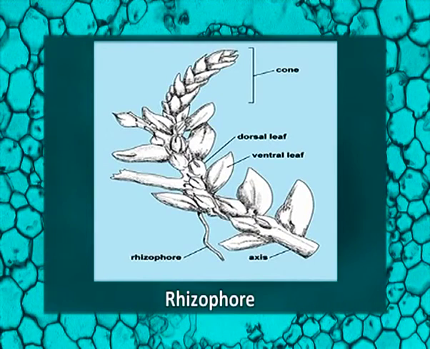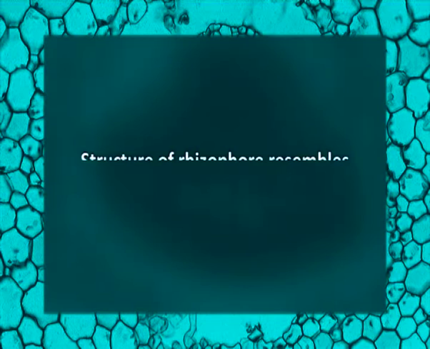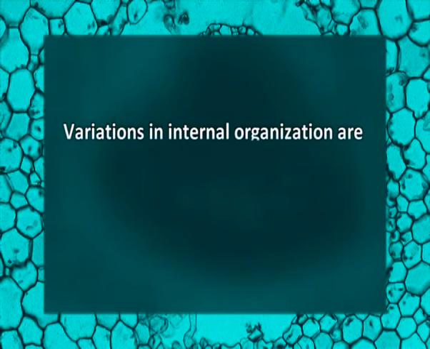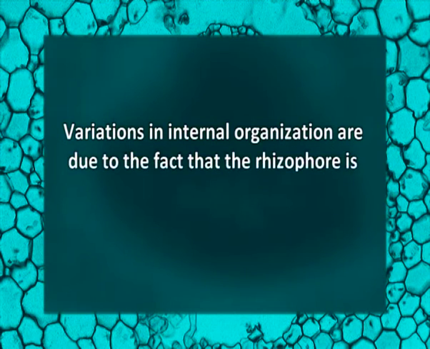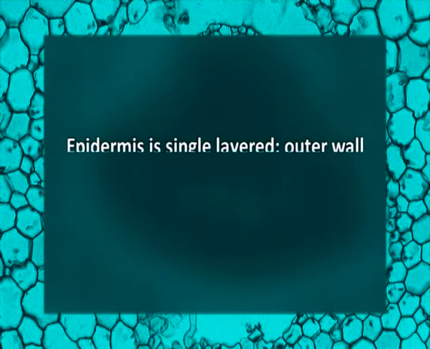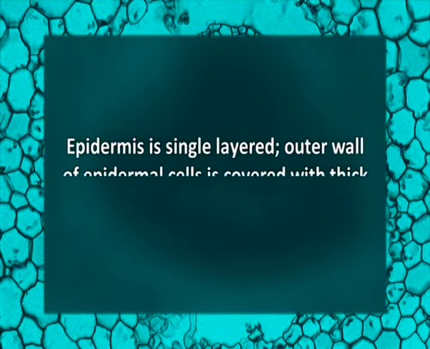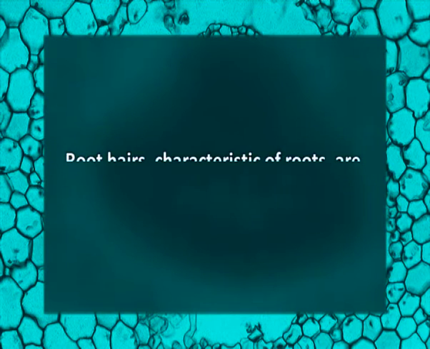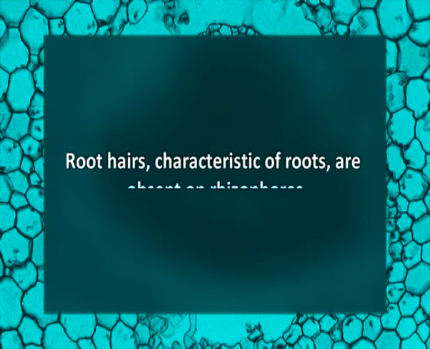Rhizophore. The structure of the rhizophore resembles the root. Some variations in the internal organization are due to the fact that the rhizophore is an aerial structure, whereas the root is a subterranean organ. The epidermis is single-layered and the outer wall of the epidermal cells is covered with a thick layer of cuticle. Root hairs, characteristic of roots, are absent on rhizophores.